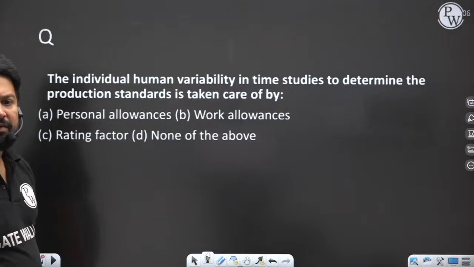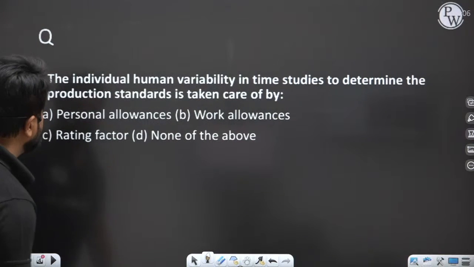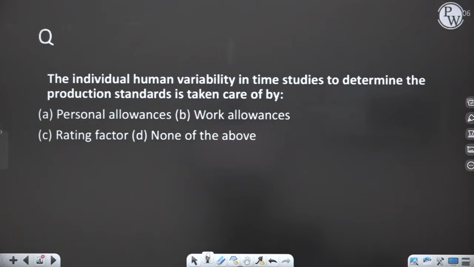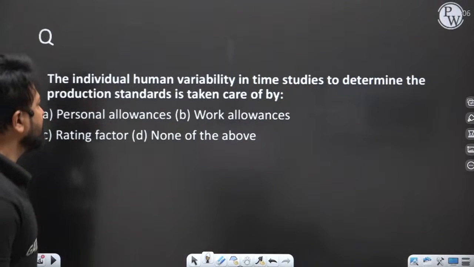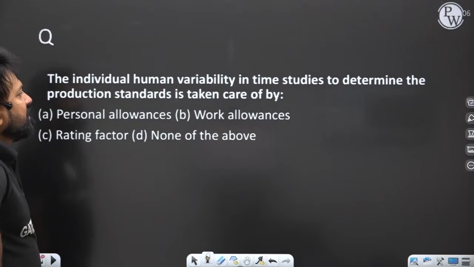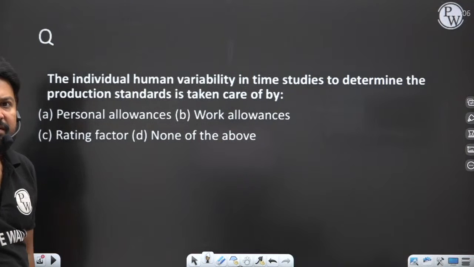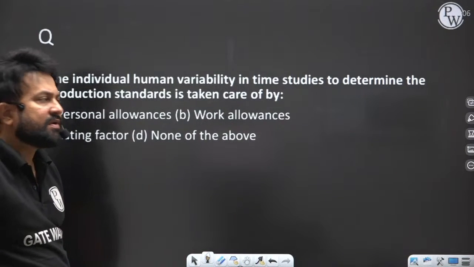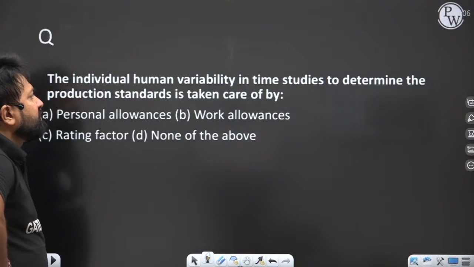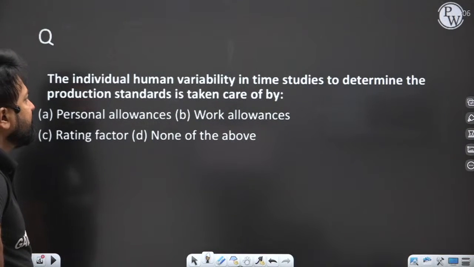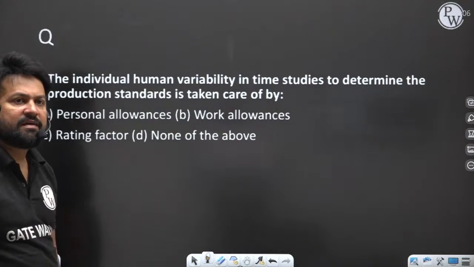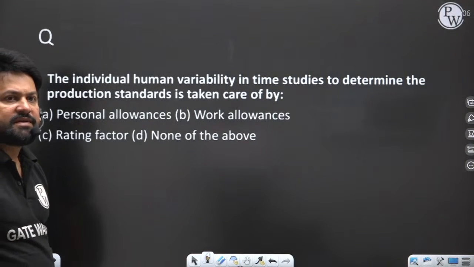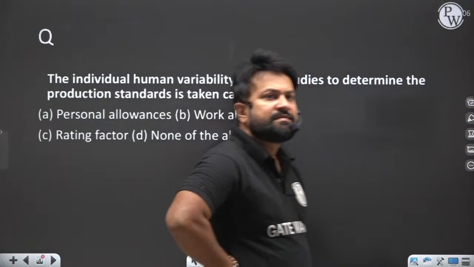Next, the individual human variability in the time study to determine the production standard is taken care of by what? Let's see who is going to give the answer.